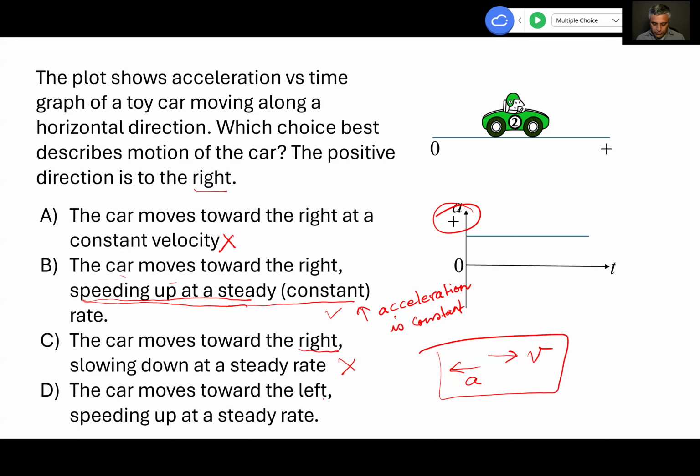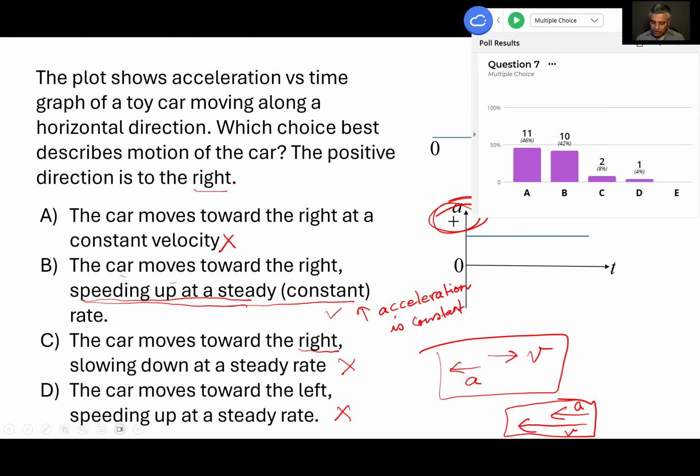The car moves towards left, speeding up at a steady rate. So it's moving to the left and speeding up, which means acceleration and velocity are both to the left. But here acceleration is positive, meaning to the right. So that's why this cannot be correct. So B is the correct choice in this case. Did we look at the answer here? So there was A and B.